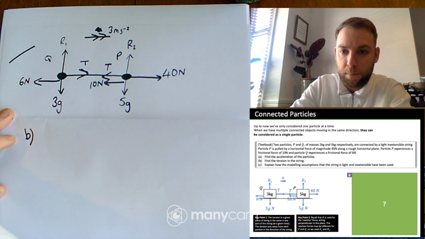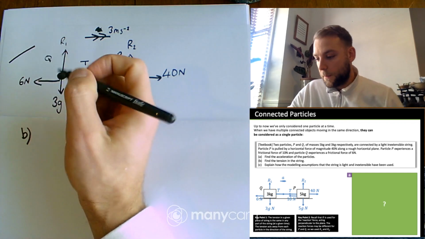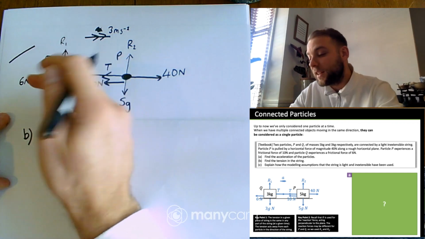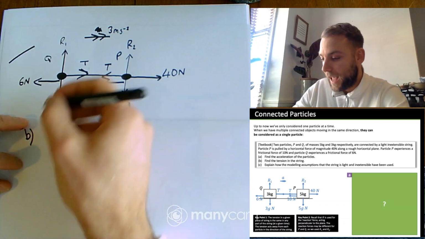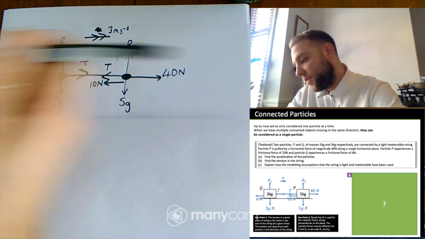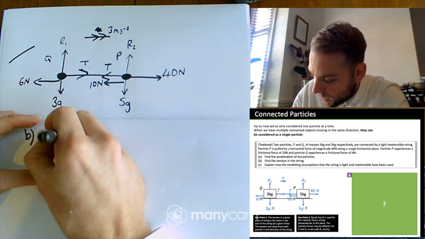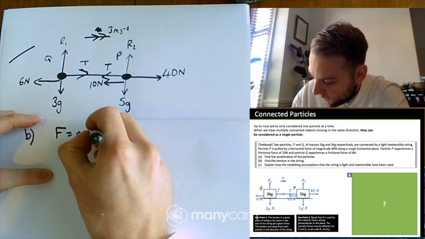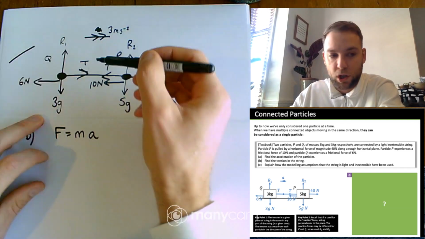Sorry, with part B, I am going to take Q. Oh, in fact, I'll do both. I'm going to take Q as the particle which I'm going to focus on. And again, I'm going to take it going this way as positive. So we write down F equals ma, same as always. So what are the forces that are acting on Q?